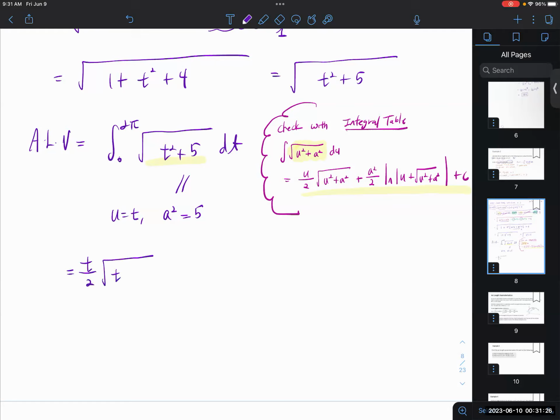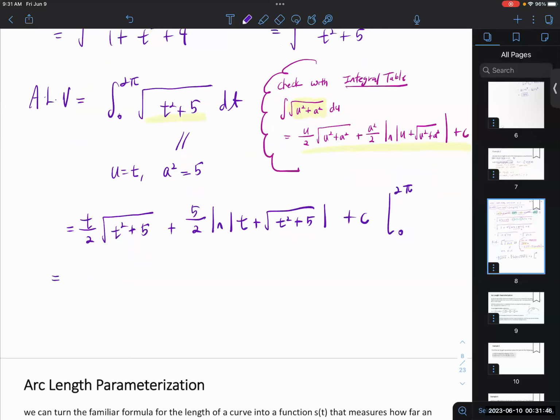U is a t squared, a squared 5, plus a squared 5 over 2 ln absolute value of u is a t, so t squared plus 5, plus c, and then you're going to do from 0 to 2 pi. So that's what you're going to get. And then now you're going to plug in 2 pi over 2 pi second plus 5 over 2 ln of 2 pi plus 2 pi second plus 5.